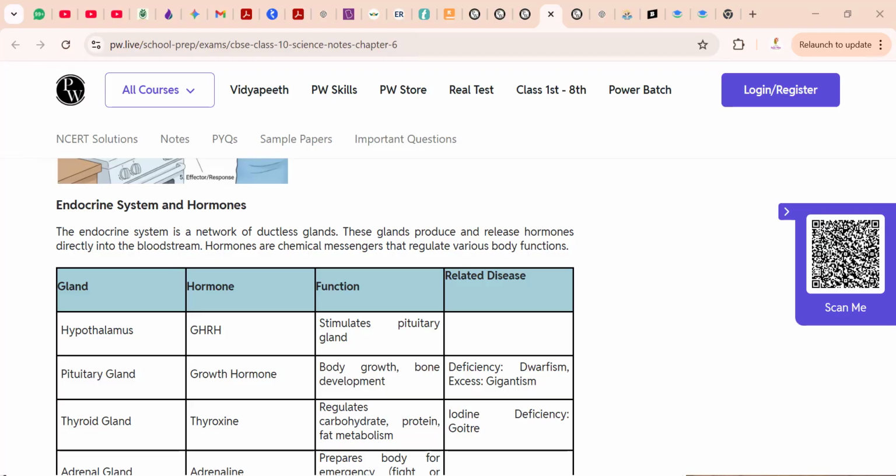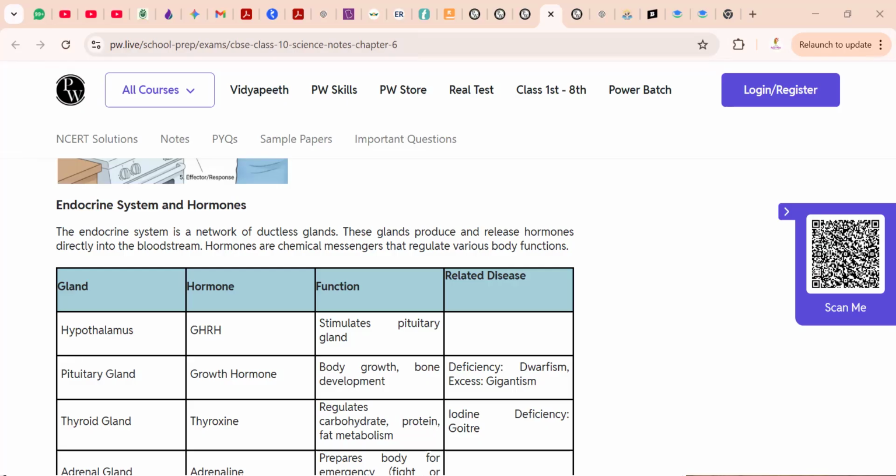It ensures that the response is timely, accurate, and beneficial for the organism's survival. So it is a controlled, coordinated, organized manner, and it is timely. Why? If it is not timely and accurate, and the person touching a hot object just stands there, what happens? He will get burned. So there should be a timely, accurate response, and it should be beneficial for the organism's survival.